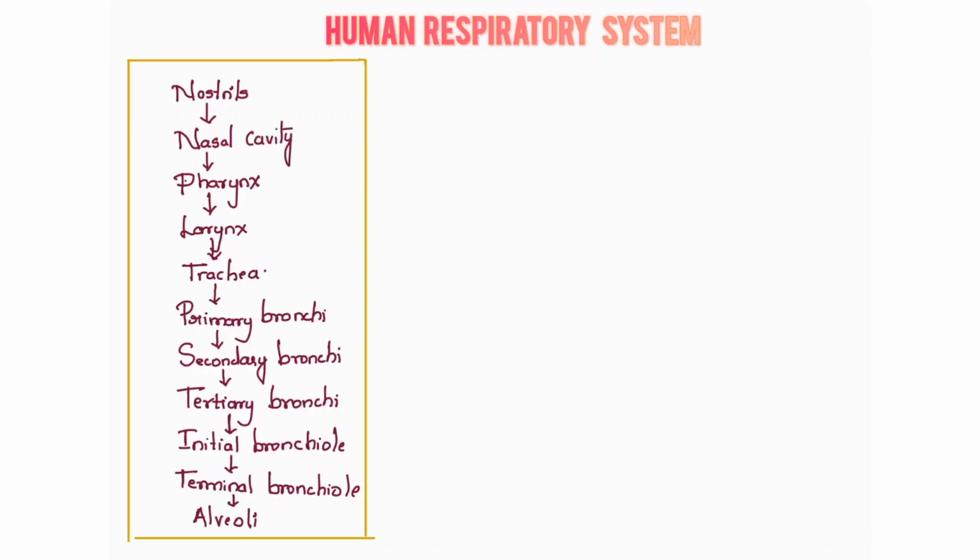So in this video we will be discussing the human respiratory system. So let's get started. The human respiratory system starts with a pair of external nostrils. The air enters through the external nostrils, then the external nostrils continue into a cavity which is called the nasal cavity. In the nasal cavity there are fine hairs and mucus secreting cells. The function of this is that it clears the air of foreign particles.